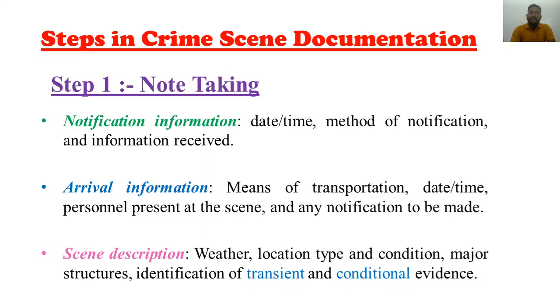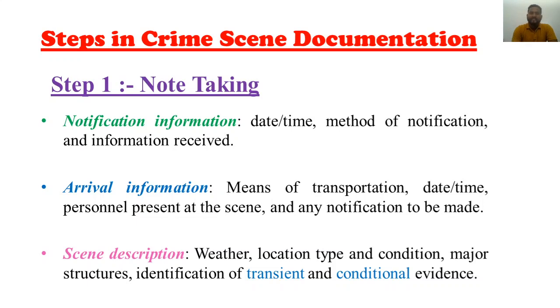The next is arrival information. So he should note the means of transportation, date and time, then personnel present at the scene and any notification to be made. So how he came here, that is means of transportation, then what was the time when he arrived there, then who all officers were there at the scene of crime. That also he has to record in his note. So all this information will be noted under the arrival information title.